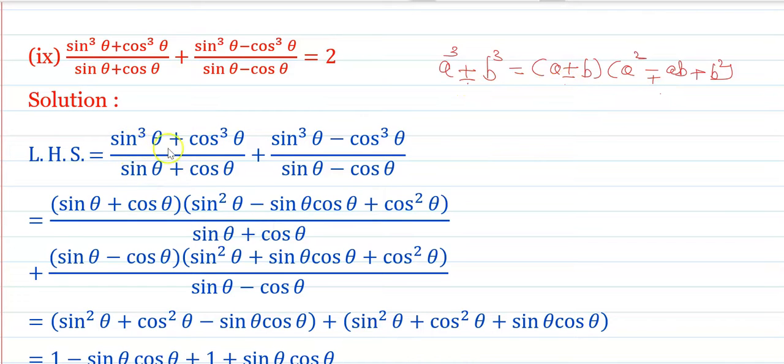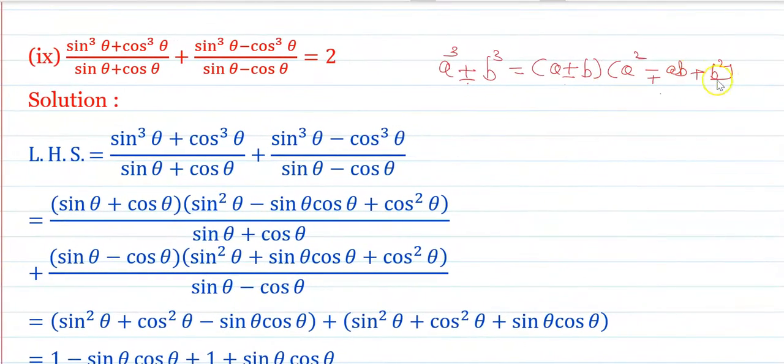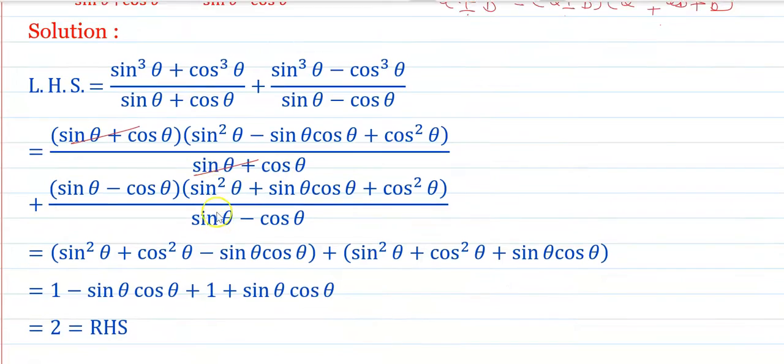Now a cube plus b cube means what? In the first bracket a plus b means sin theta plus cos theta. In the second bracket a square minus ab plus b square means sin square theta minus sin theta into cos theta plus cos square theta, upon sin theta plus cos theta. Now the numerator has sin theta plus cos theta, and the denominator also has sin theta plus cos theta. The remaining term is sin square theta minus sin theta into cos theta plus cos square theta.